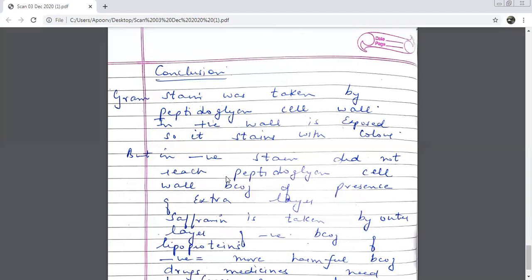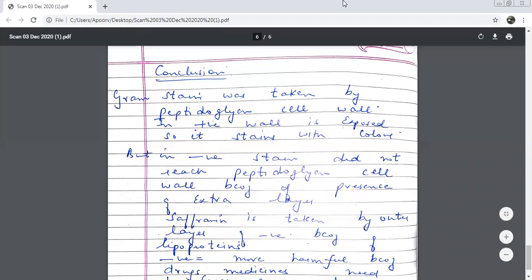Archaebacteria, Eubacteria, Cyanobacteria, and Mycoplasma. Good. We'll continue tomorrow.